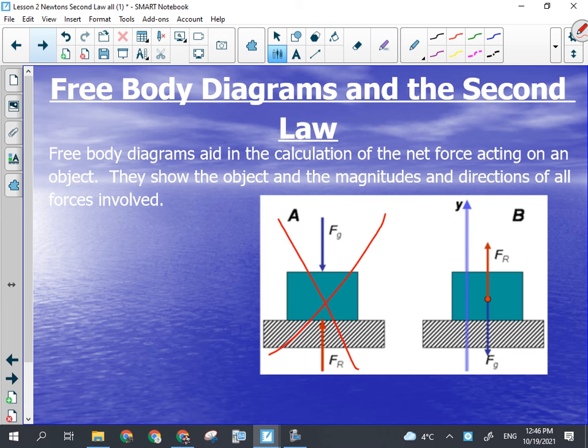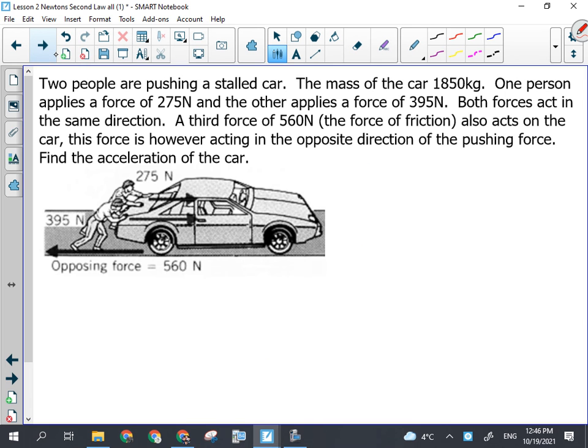Okay, everybody all right with the free body diagrams? They're fairly easy to draw. All right, let's look at our first example here.